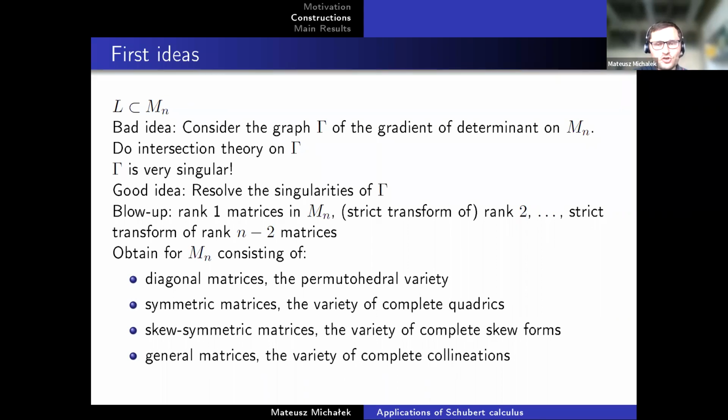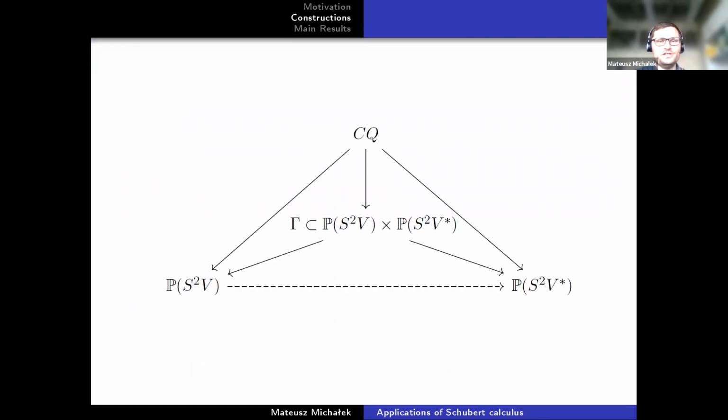And on those smooth varieties, you should do intersection theory. So this is a picture I made for symmetric matrices. S2V means the space of symmetric matrices. Downstairs, we have a map from the space of symmetric matrices to the space of symmetric matrices.